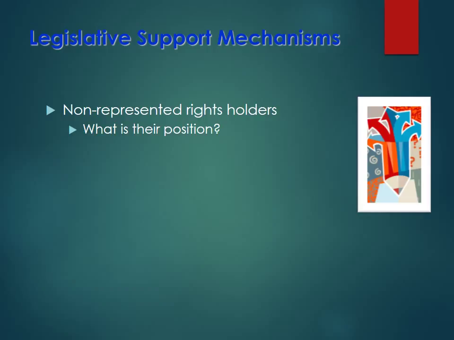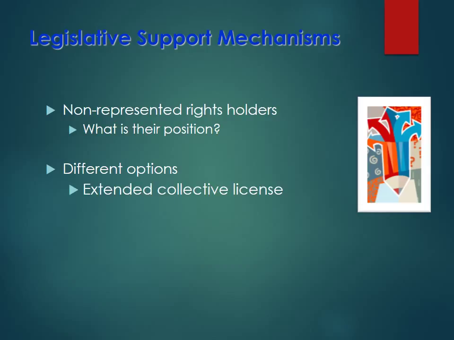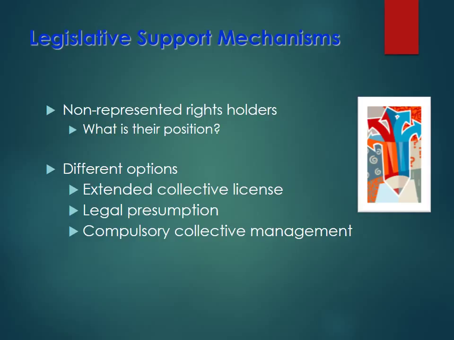A user who has acquired a license from a CMO would usually like to use the works of all rights holders, whether they are members of the CMO or not. There are different options that the legislator could consider to assist the CMO and to make the situation of the users fully covered. These options are the following: extended collective license, legal presumption, compulsory collective management. These are all designed to tackle the situation of non-represented rights holders.